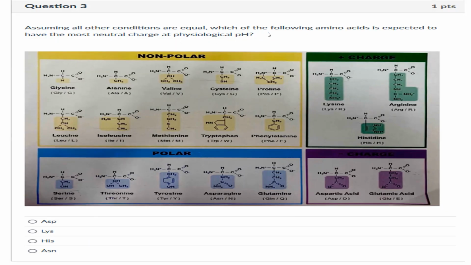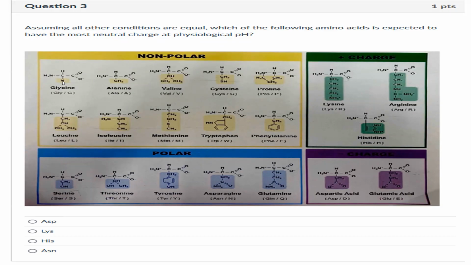Assuming all other conditions are equal, which of the following amino acids is expected to have the most neutral charge? Most neutral charge at physiological pH, that's a zwitterion. A zwitterion means that at physiological pH, they will be dipolar, but they will cancel each other. A perfect example is this non-polar amino acid. That's a minus. That's a plus. They cancel each other.